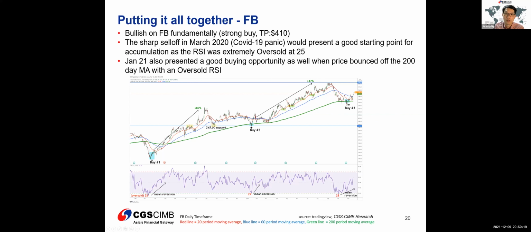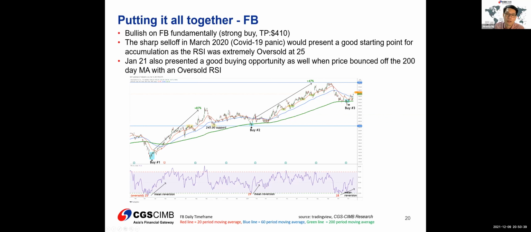So that firstly forms the fundamental view that for the next 12 months out, we still have a strong positive fundamental aspect of Facebook with a target price of $410. And with that set aside, we would like to look at the TA side of things in terms of how we would time the market in terms of buying the bottom.